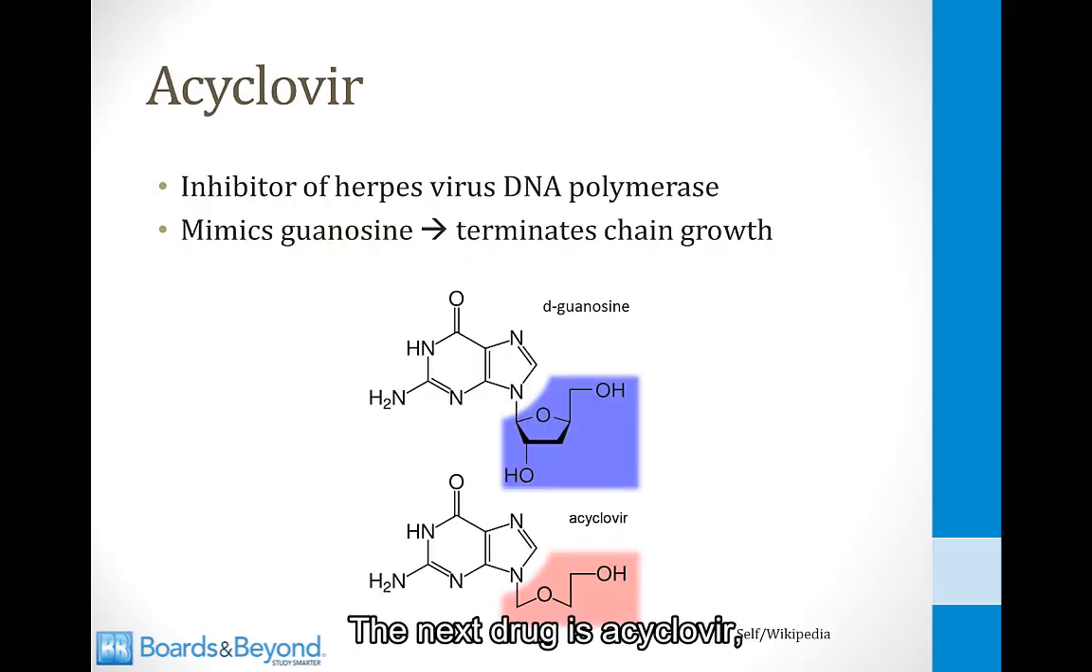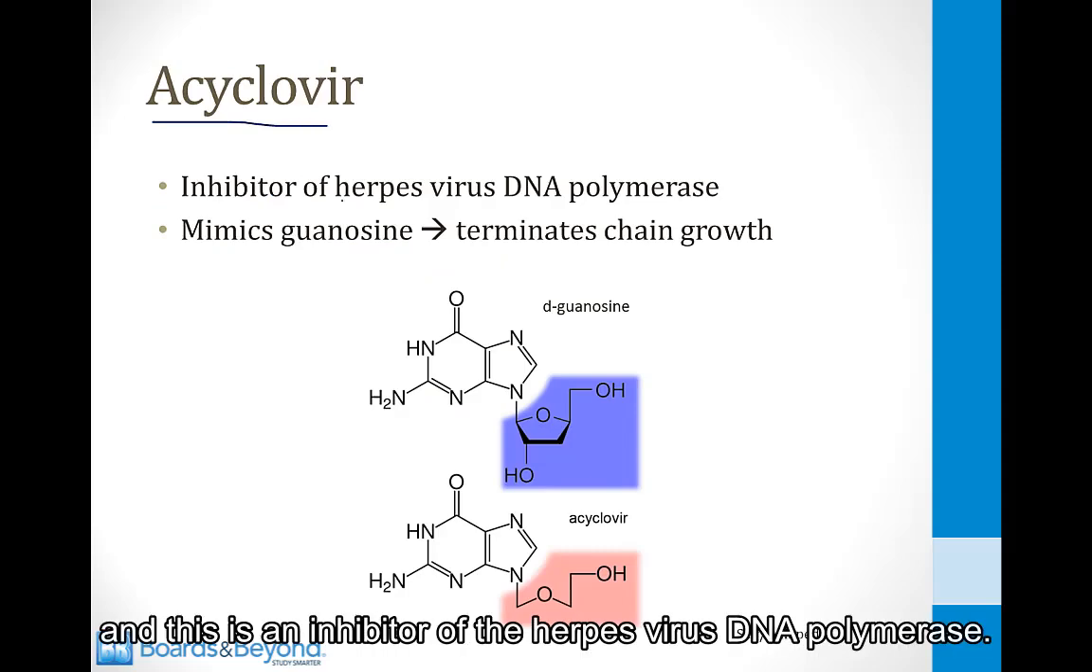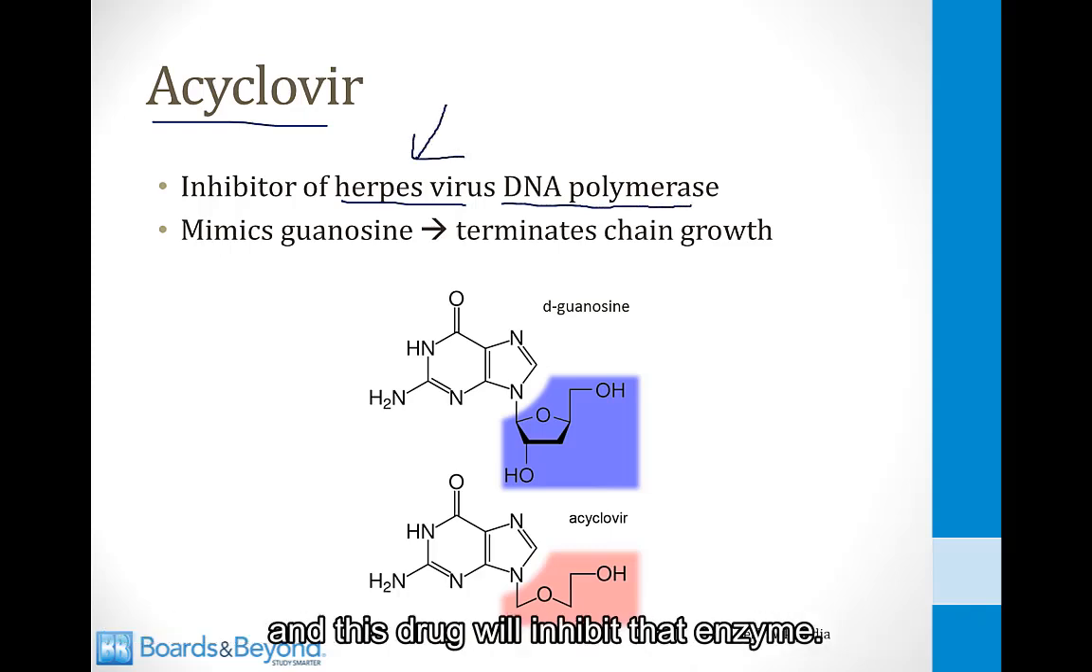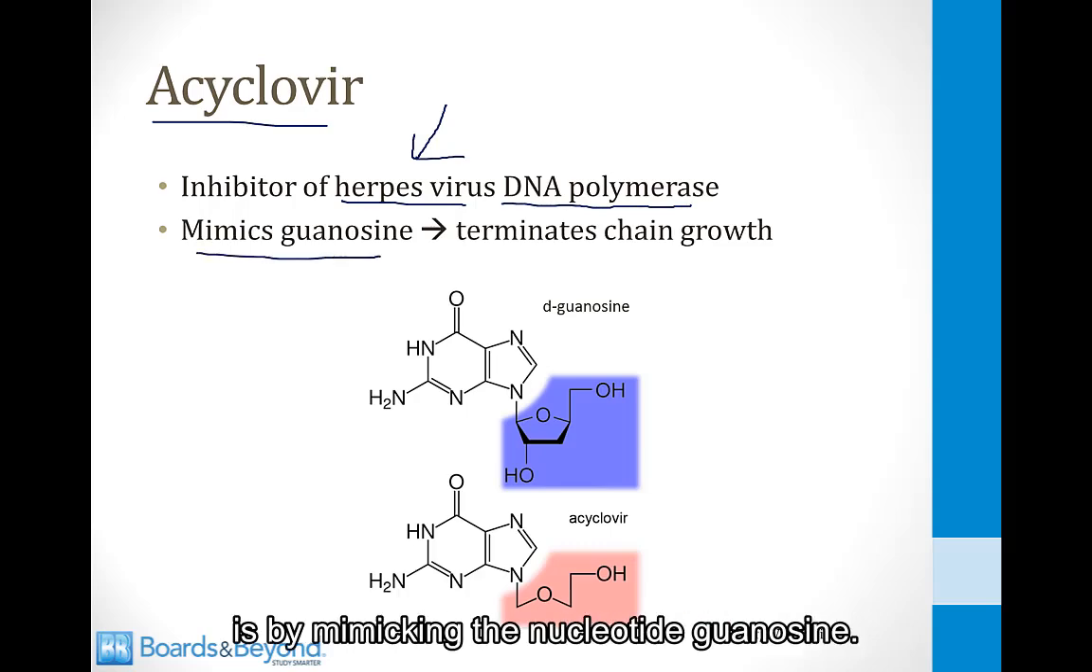The next drug is acyclovir, and this is an inhibitor of the herpes virus DNA polymerase. So herpes virus can synthesize its own DNA polymerase, and this drug will inhibit that enzyme. And the way it does this is by mimicking the nucleotide guanosine.